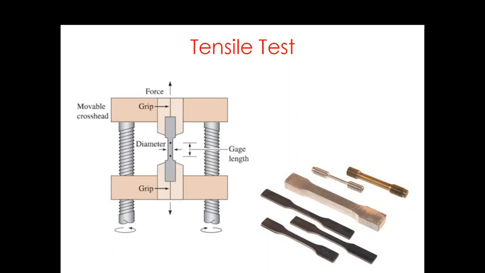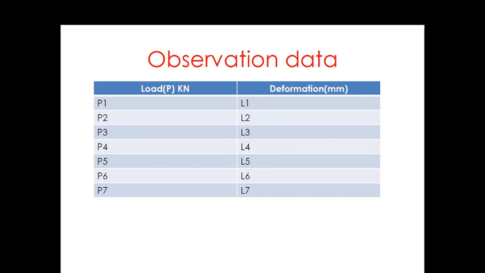So the result of the tensile test is nothing but, nowadays all the machines are computerized, so you will get generally two-column data, that is load versus deformation. By using this load versus deformation you can plot the load versus deformation curve, or convert the load values into stress and deformation values into strain and find out the stress versus strain curve. Nowadays all the machines are computerized, so you will get an automatic stress versus strain curve, or you can plot it manually also.